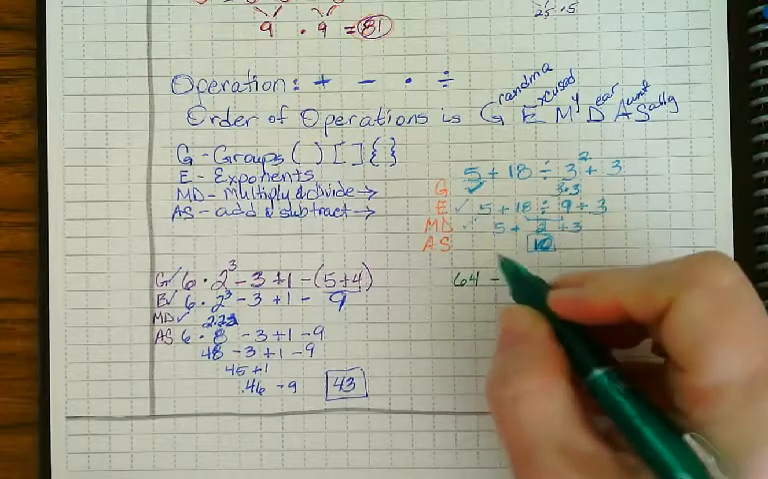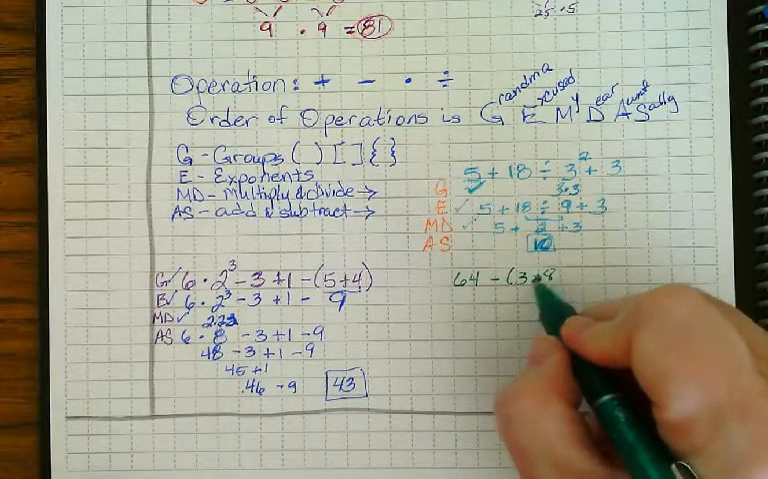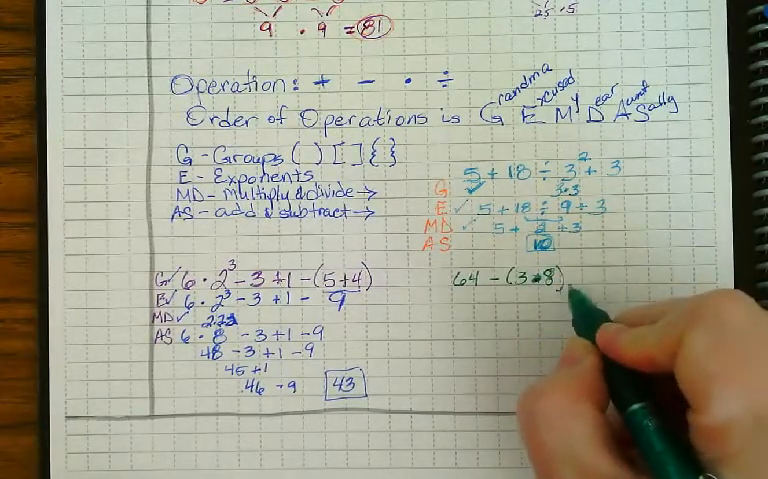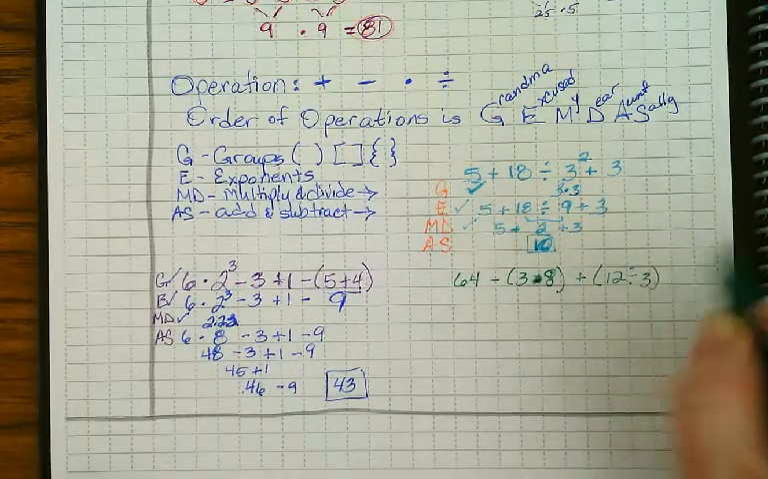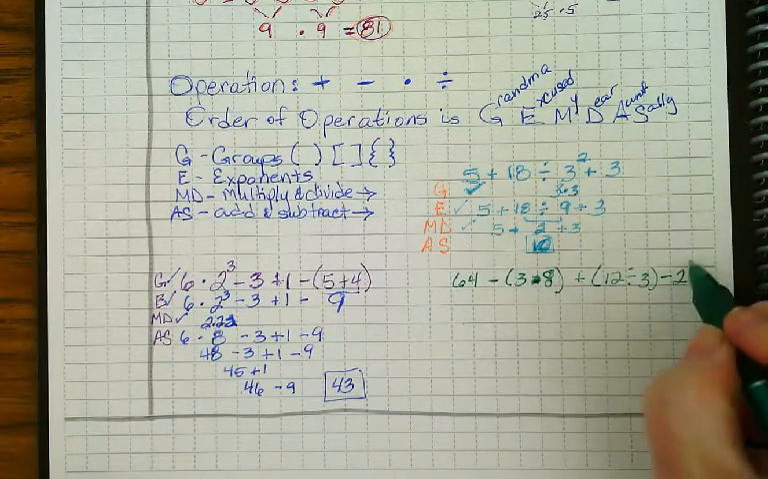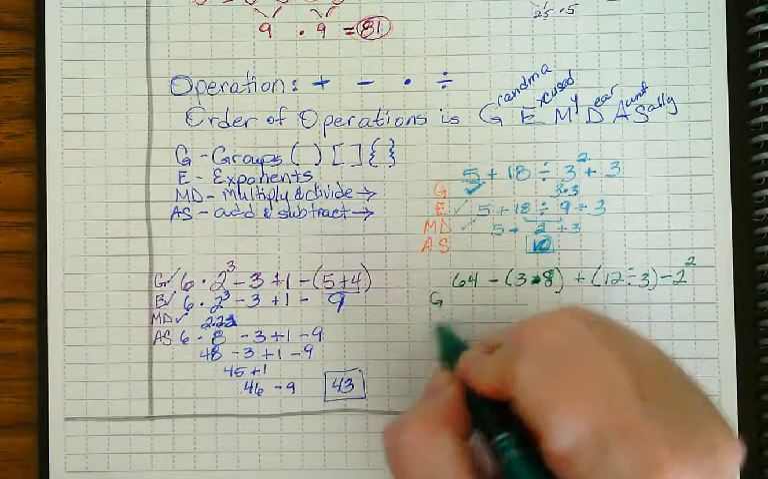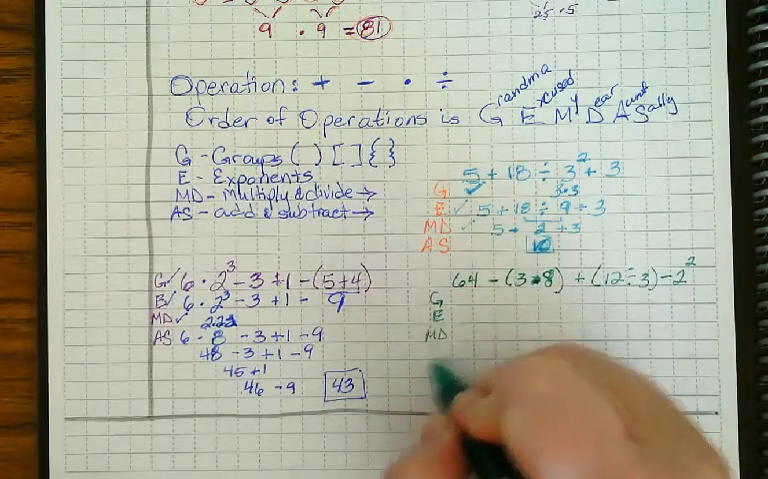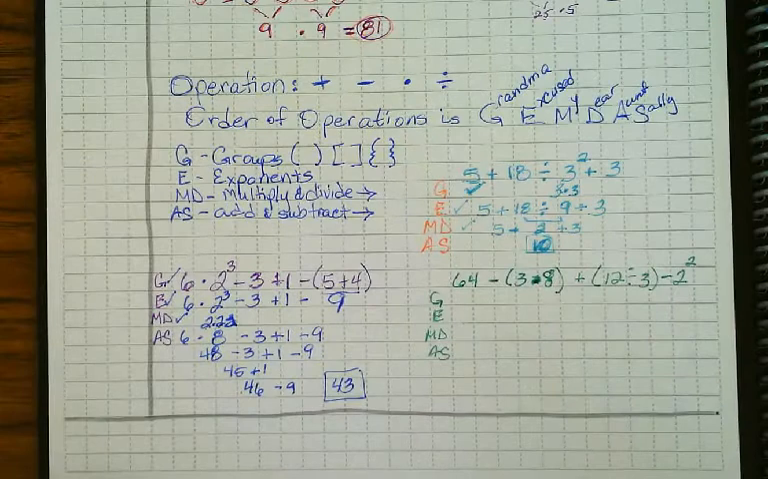So let's try 64 minus the quantity of 3 times 8, plus the quantity of 12 divided by 3, minus 2 to the 2nd power. All right, so now we've got G, E, M, D, A, S. Ready, set, let's do this!